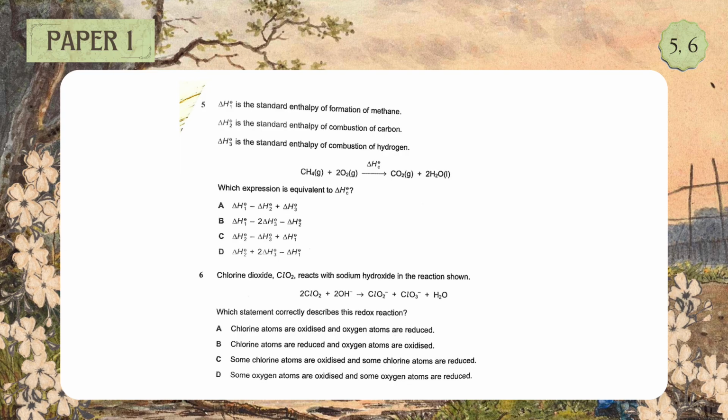Question 6 gives us a redox equation involving chlorine dioxide reacting with hydroxide ions. Let's find the oxidation number of chlorine on both sides to see what's happening. So on the reactant side, we have ClO2.